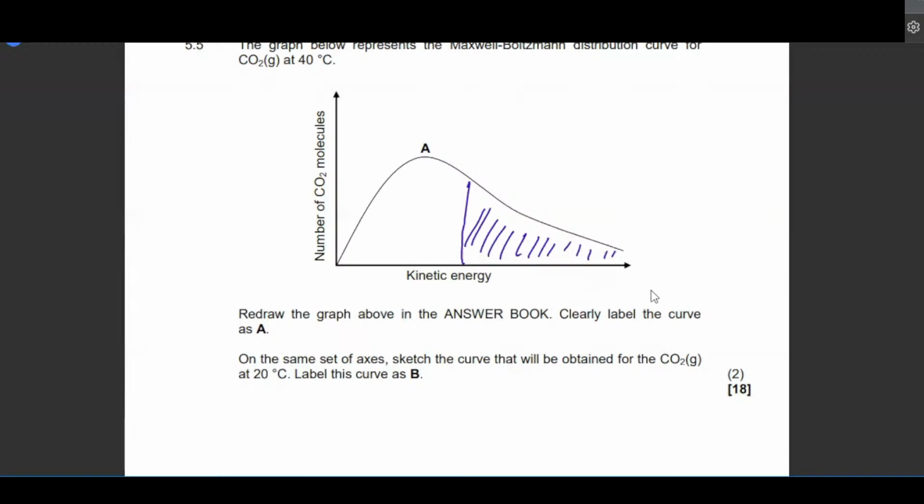Therefore, if I redraw this graph, I have to start on the same graph, same point, and then it goes up. Yes.